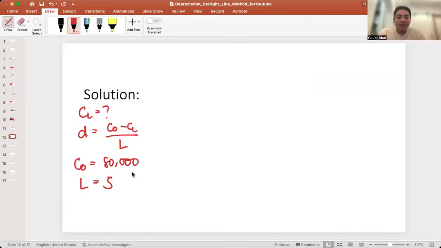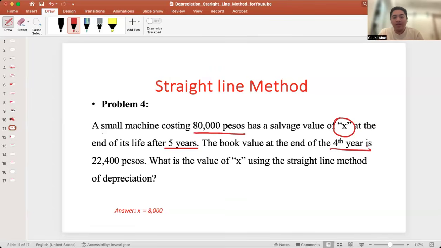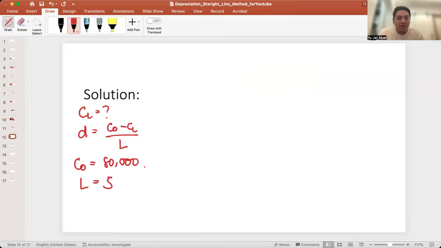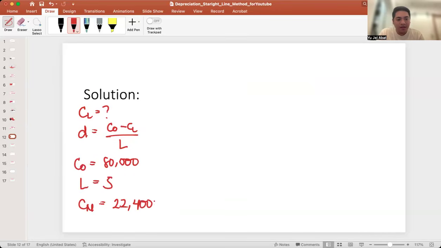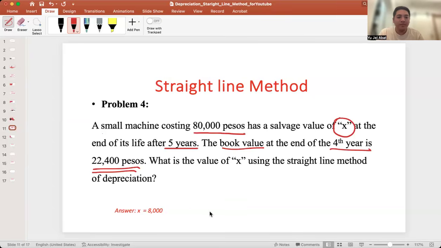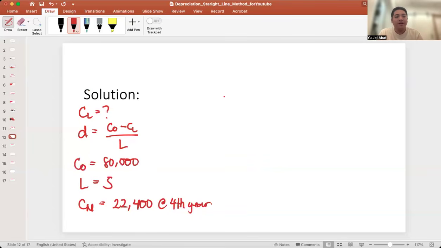That's our L. And then the book value at the end of the fourth year. So the book value is C sub N. Okay. At the end of the fourth year is 22,400. So you have 22,400 at the fourth year. Okay, that's the book value. What is the value of x using the straight line method? So we are given the book value, and that is C sub O minus D sub N. Okay? So at the fourth year, we have C sub N, 22,400.